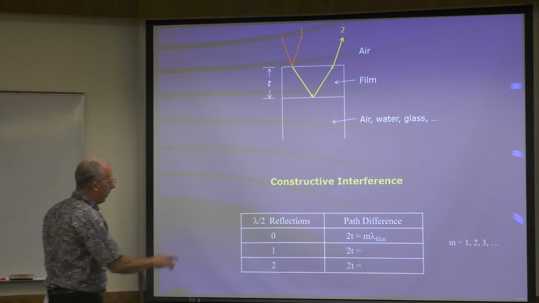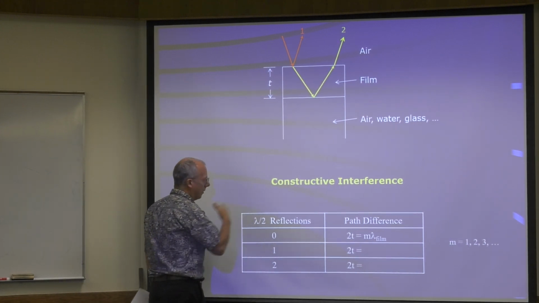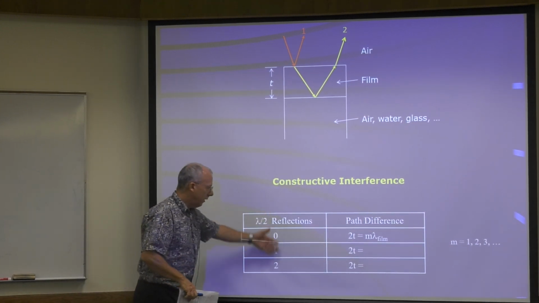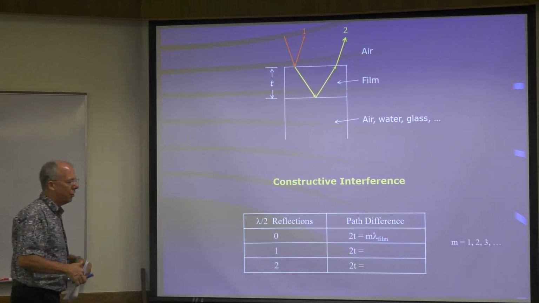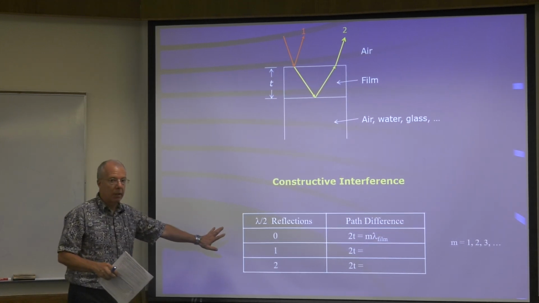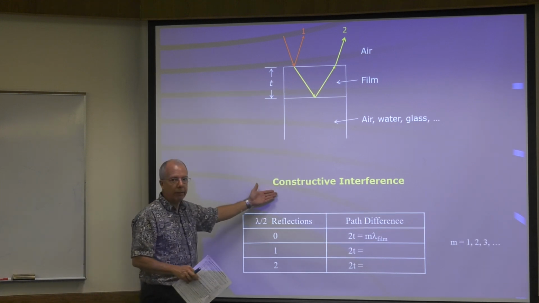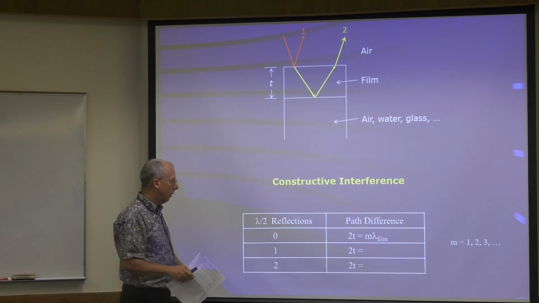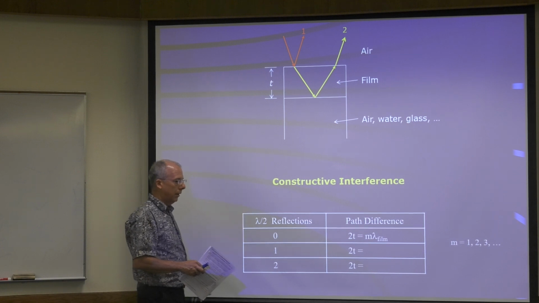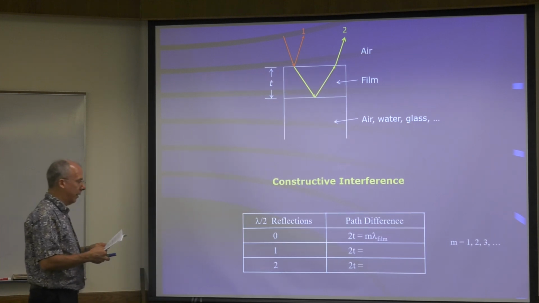Now, we're going to fill in this table. This is not something to memorize. You have to understand it. We're going to work out this table for constructive interference, and then we're going to do it for destructive interference. Again, this is nothing to memorize.